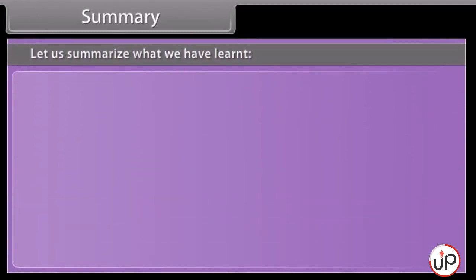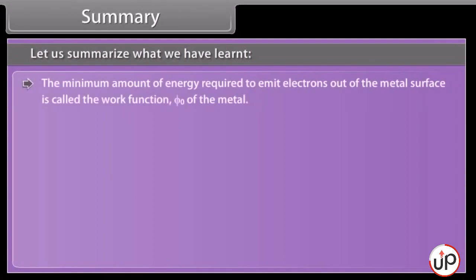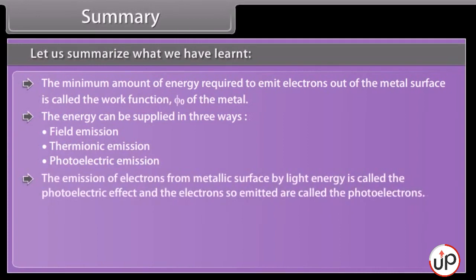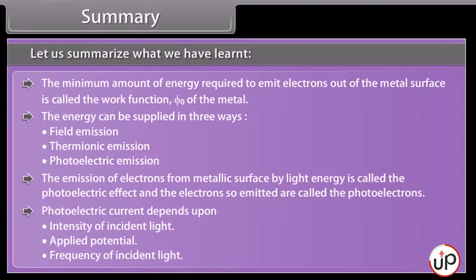Summary. Let us summarize what we have learned. The minimum amount of energy required to emit electrons out of the metal surface is called the work function phi0 of the metal. The energy can be supplied in three ways: field emission, thermionic emission, photoelectric emission. The emission of electrons from a metallic surface by light energy is called the photoelectric effect, and the electrons so emitted are called photoelectrons. Photoelectric current depends upon the intensity of incident light, applied potential, and frequency of incident light.